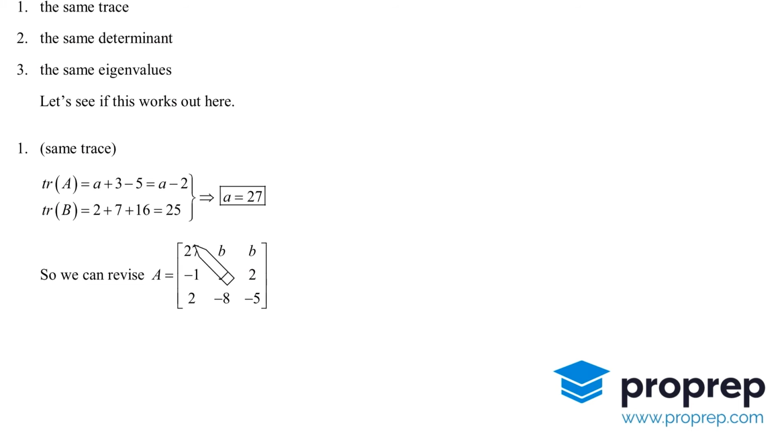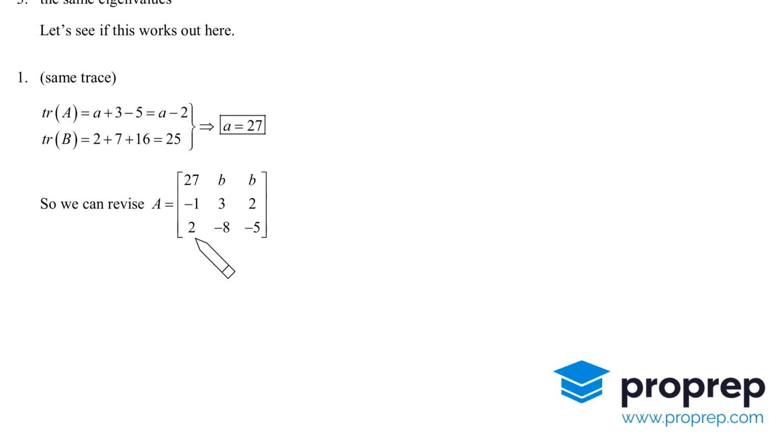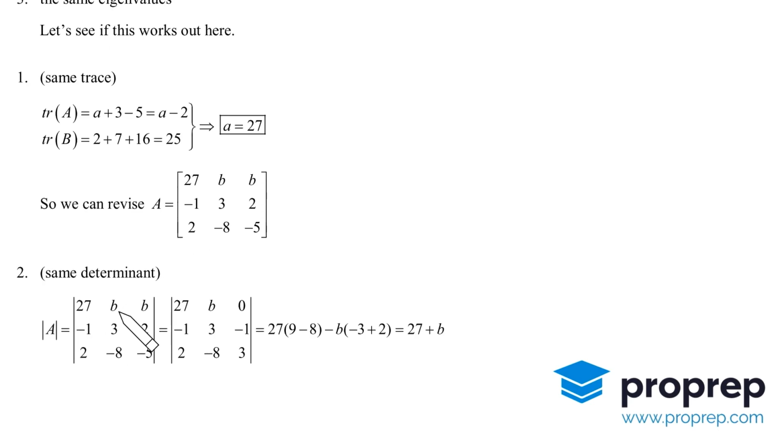And now we want to compare the determinants. So the determinant of A is this determinant, and just to make it easier, what we do is subtract the second column from the third column. B minus B is 0, 3 minus 2. Maybe we should subtract it the other way around. Yeah, it's the third minus the second. Then we'll get a plus 3 here.